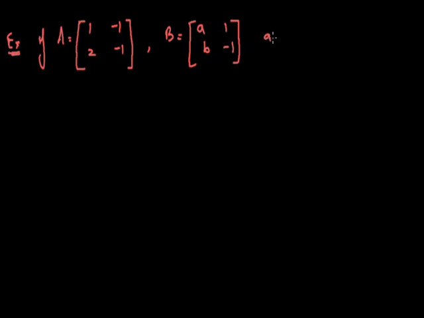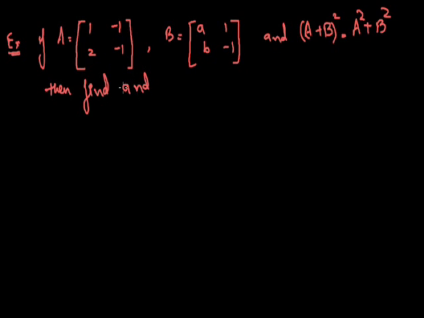If A equals [1, -1; 2, -1], B equals [a, 1; b, -1], and (A + B) whole square equals A square plus B square, then find a and b. Now let's go to the solution.